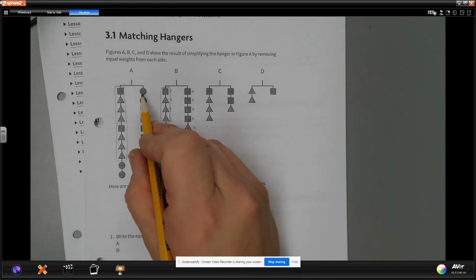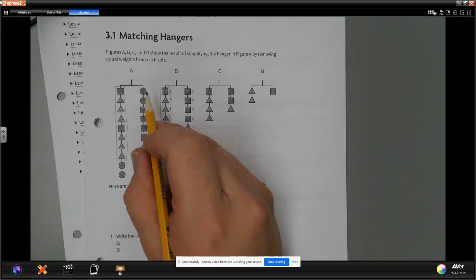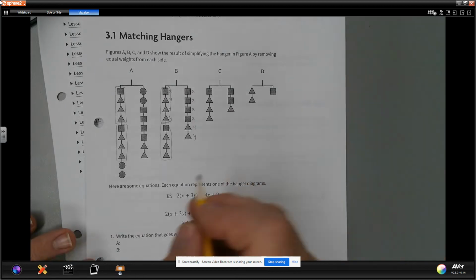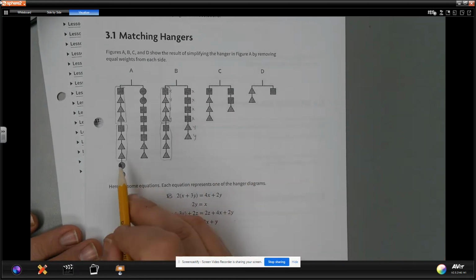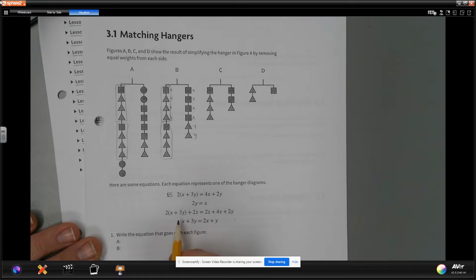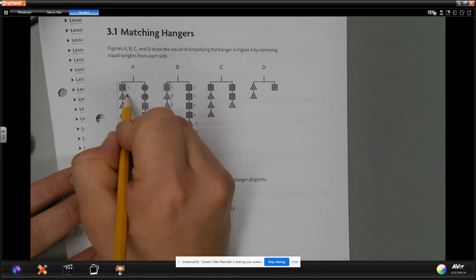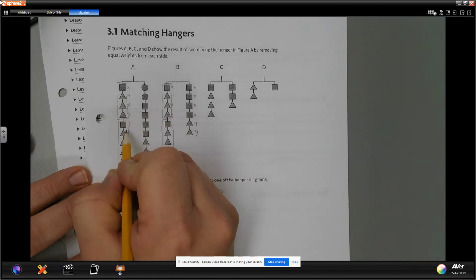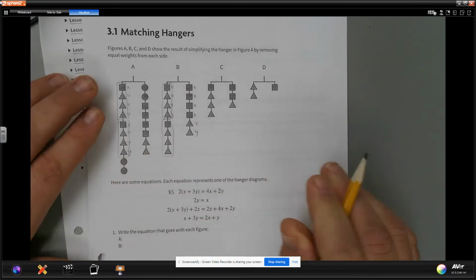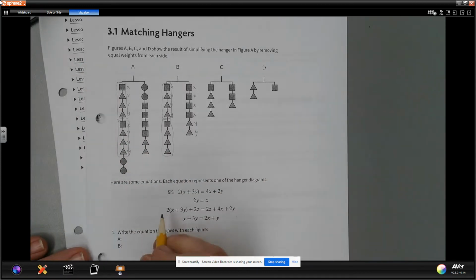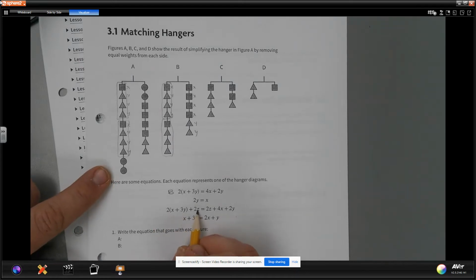But that leaves me with something different when I look at figure A, where I have a couple circles. So let's go ahead and look at figure A and see how that one's a little different. I have 2 of the same groupings as I saw in B. I have x plus 3 times y and another x plus 3 times y. So I have 2 of these groupings. So I have the sum of x and 3y twice plus 2z.